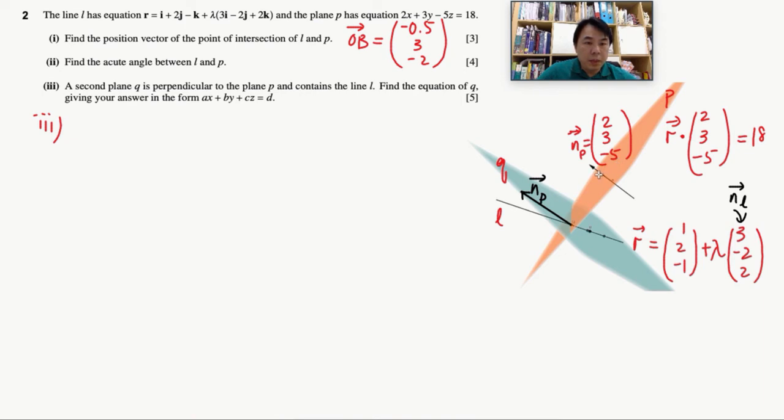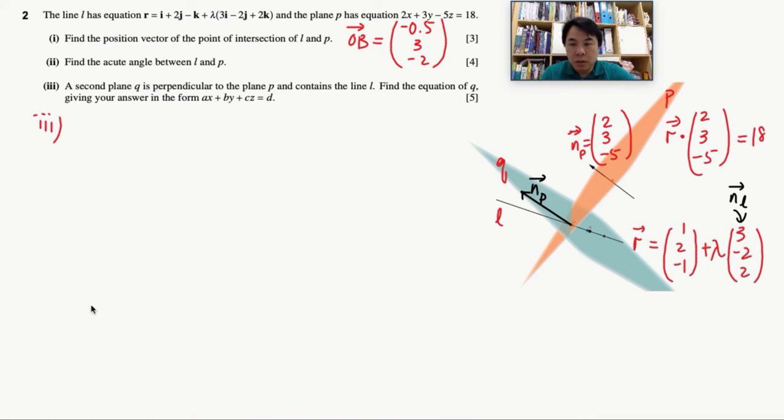Because the normal to plane P is on the same plane as the line L in this case, we're going to make use of this normal vector and the direction of line L to work out the normal. If you place this normal together with the direction of L, we can apply the cross product or vector product to obtain the normal vector to plane Q.